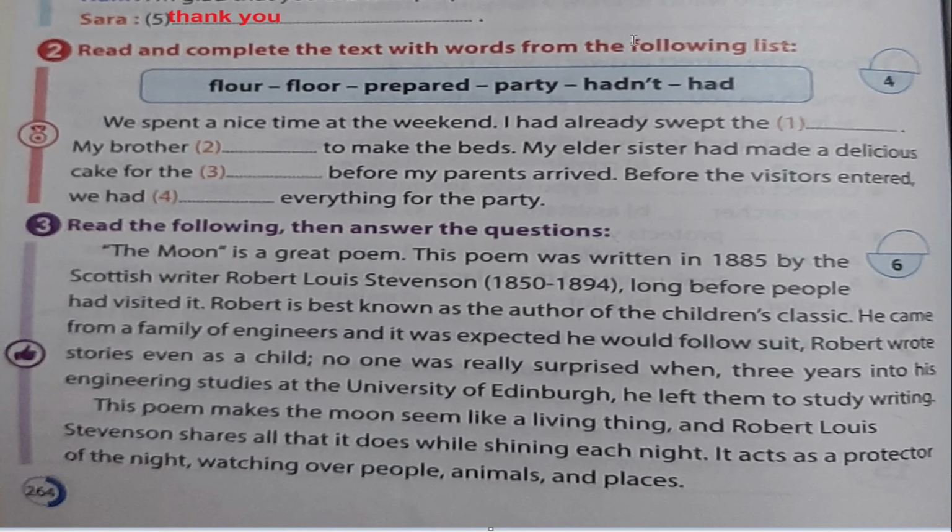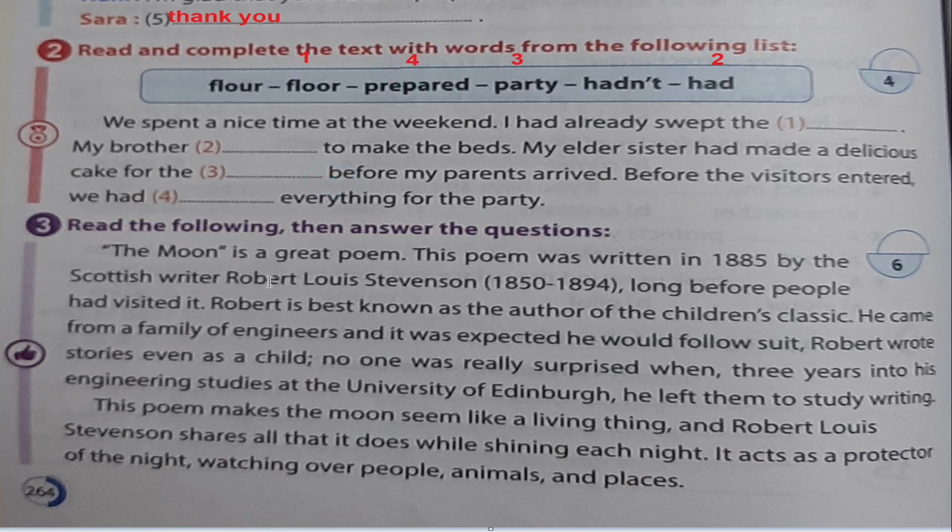Complete with the word from the following list: floor, prepared, party, hadn't, had. We spent a nice time at the weekend. I had already swept the floor. My brother had to make the beds. My elder sister had made a delicious cake for the party. Before my parents arrived, before the visitors entered, we had prepared everything.